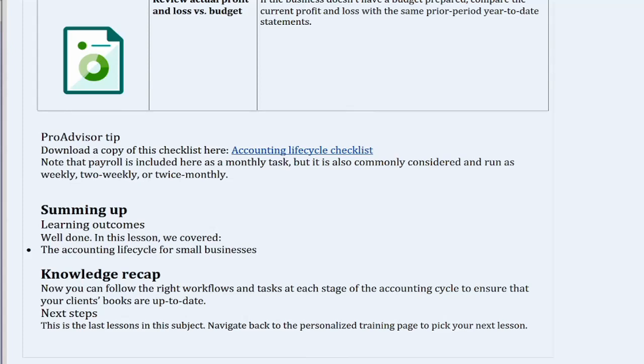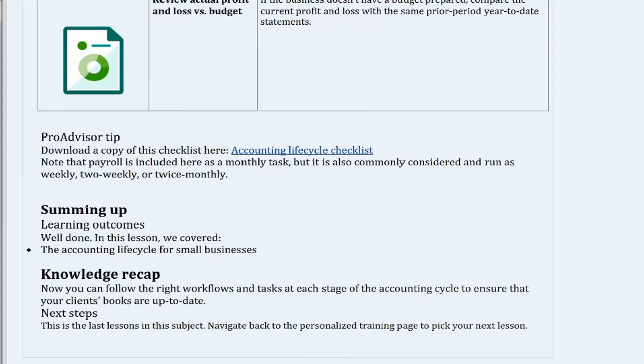Summing up. Learning outcomes. Well done. In this lesson, we covered the accounting lifecycle for small businesses. Knowledge recap. Now you can follow the right workflows and tasks at each stage of the accounting cycle to ensure that your clients' books are up to date.